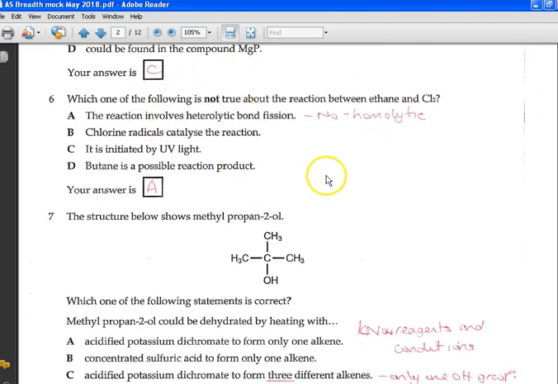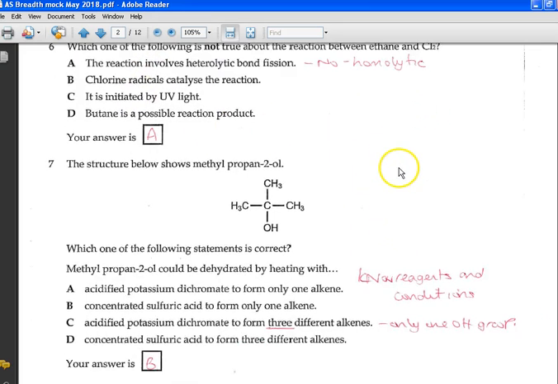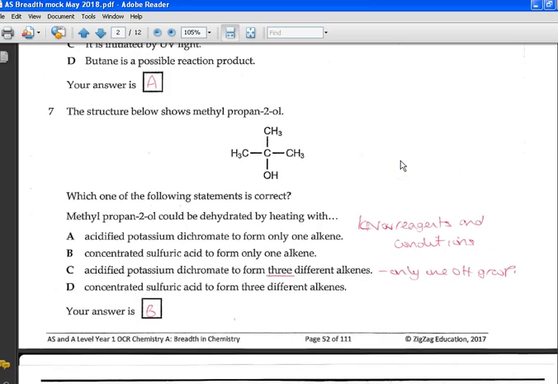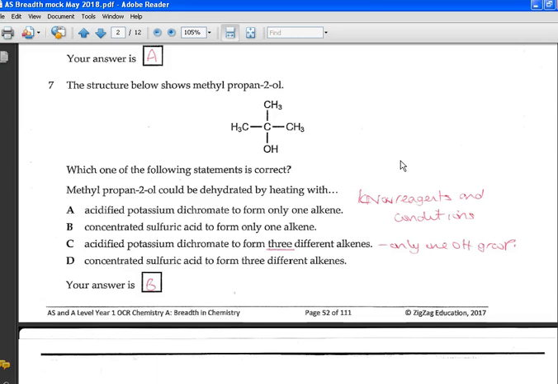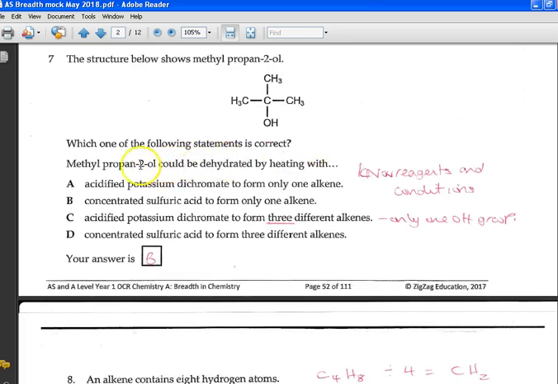Problem is, if you haven't recognised that is a radical substitution reaction, so you're not thinking about what goes on. Question 7, we've got methyl propan-2-ol, so we've got a tertiary alcohol here. Series of statements, and you're asked which one is correct. So what does this say? Acidify to form only one alkene.